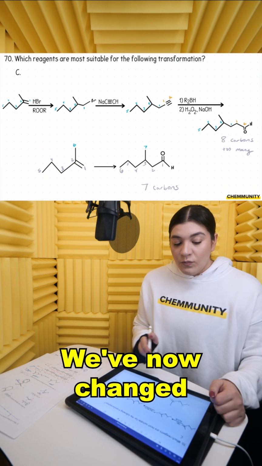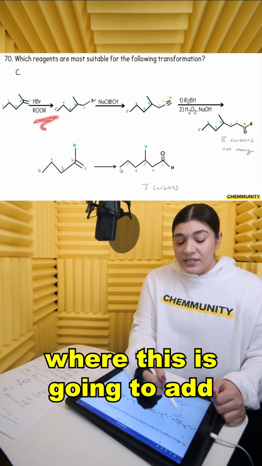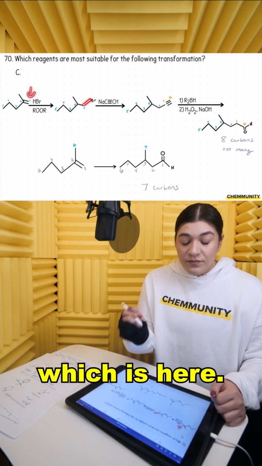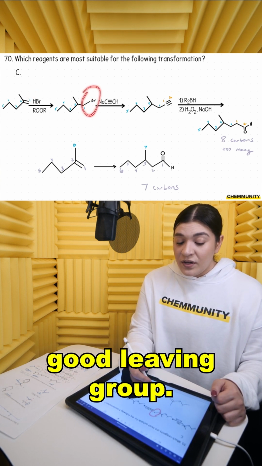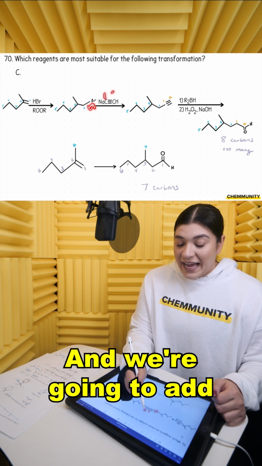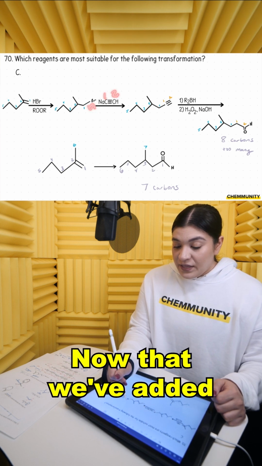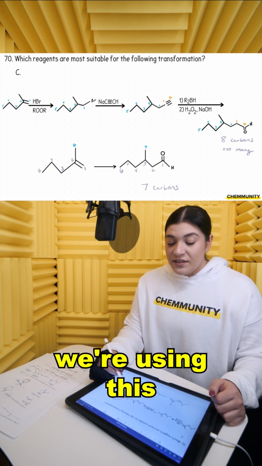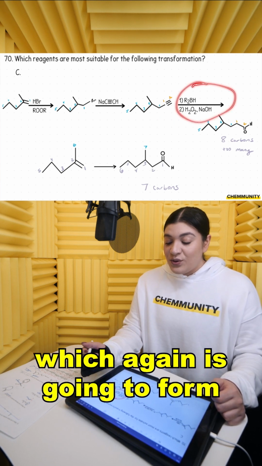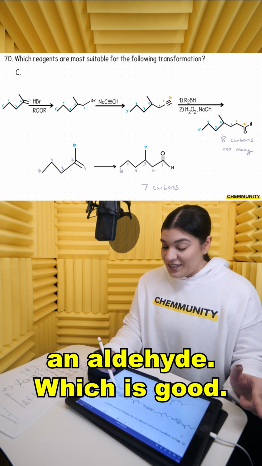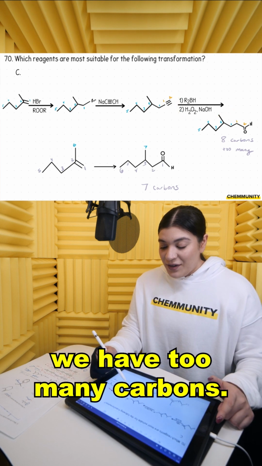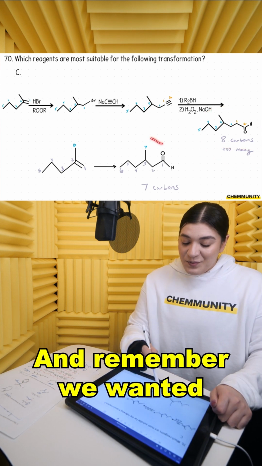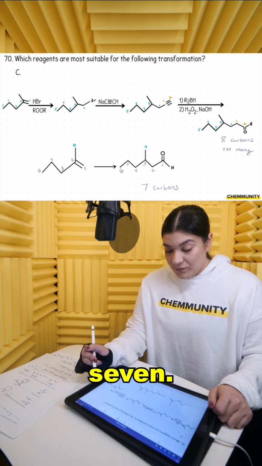Moving on to C, we've now changed the reagent where this is going to add a bromine to the least substituted position, which is here. We do have a good leaving group, so this would kick off, and we're going to add those 2 carbons. Now that we've added those 2 carbons and we now have an alkyne, we're using this reagent, which again is going to form an aldehyde, which is good, but if you notice, we have too many carbons. We end up getting a total of 8 carbons, and remember, we wanted 7.